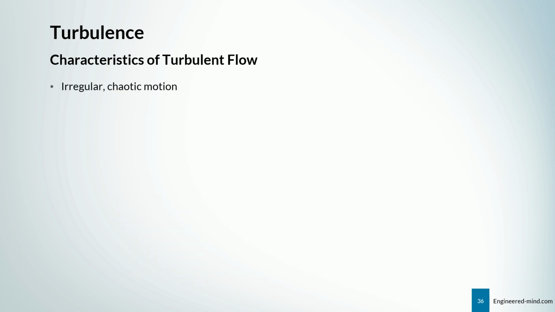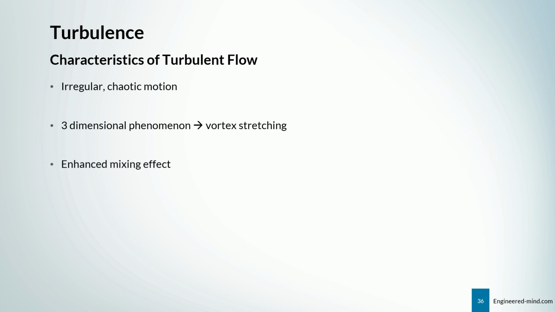Turbulent flow is very irregular, and chaos is involved in turbulent fluid flow. It's a three-dimensional phenomenon, also due to the fact that we have an effect involved called vortex stretching, and we will talk about this effect in a separate turbulence video. We have enhanced mixing effects. We have the so-called energy cascade, where we introduce energy in our system with large eddies, and then energy is going down to the small eddies, so the large eddies break up into smaller eddies, and then at the molecular scale, the energy is being dissipated as heat into our system.